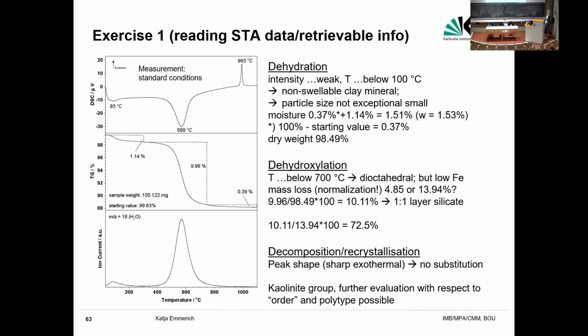On the left side, you see the 3 curves. We have the DSC curve, we have the TG curve, and we have the mass spectrometer curve of evolved water. First, we have to identify the 4 thermal reactions of the clay minerals in the DSC curve. Dehydration, weak or strong. In this case, it's a weak dehydration peak, so this would indicate a non-swellable clay mineral.